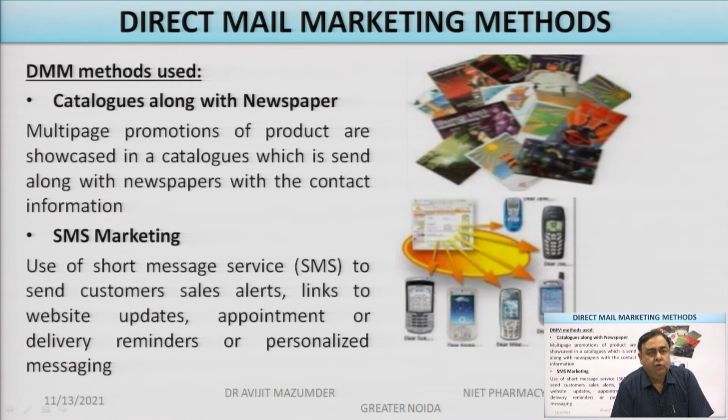Catalogs along with the newspaper. Multi-page promotions of products are showcased in catalogs, which are sent along with the newspaper with the contact information typed on them. Whenever you are opening a newspaper, you see that one leaflet is inserted within it. In that particular leaflet, they are writing about the details of the company, the details of the product, the address where it is available or whom to contact.